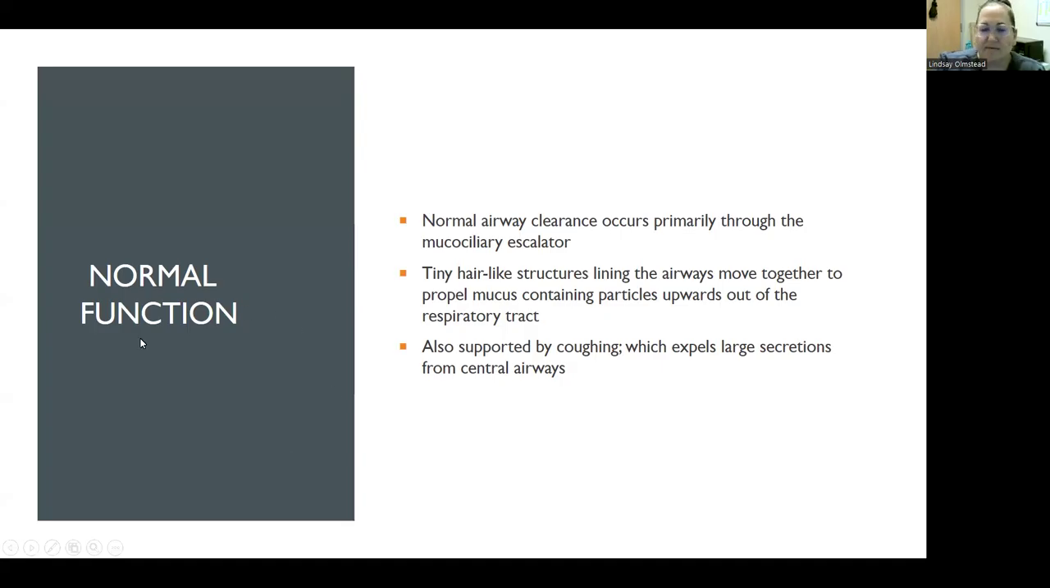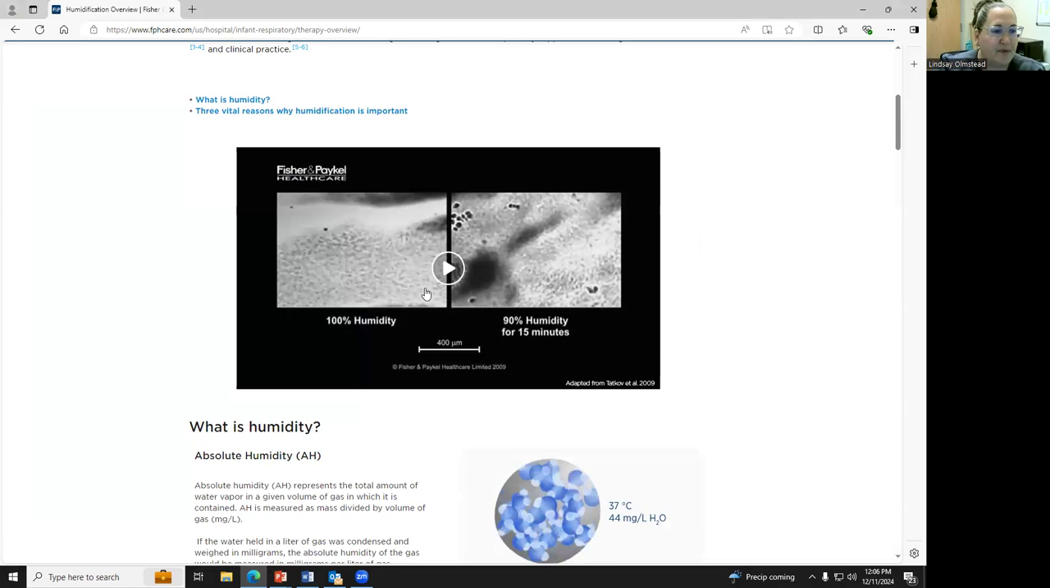I'm going to show you a little video. It really talks about humidity more, because humidity does impact the functionality of that mucociliary escalator. But I think it's a good video to show what a normal healthy cilia looks like and what one that's compromised looks like. So I'm going to attempt to play that now.